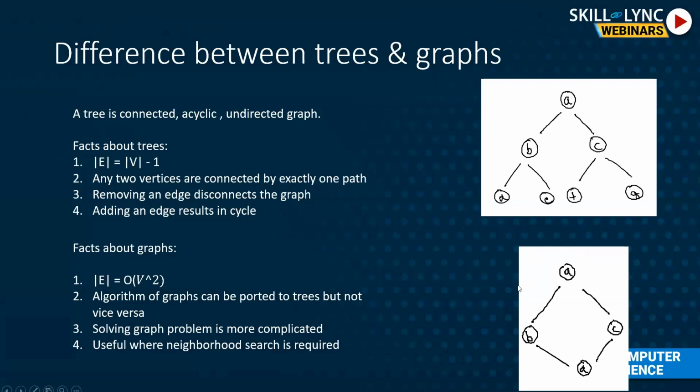So in the below diagram, you can see A, B, C, and D. This is a circle. This is a cyclic graph. And the cyclic graph, that's why this is very complicated. That's why it's challenging to solve things in the graph. But again, the importance is that it will give you a stronger context, which you really want to use in your algorithm. So algorithms of graphs can be ported to trees, but not vice versa.